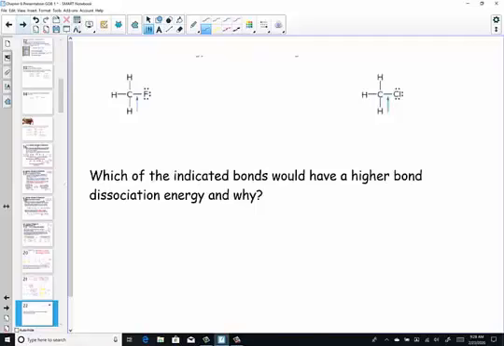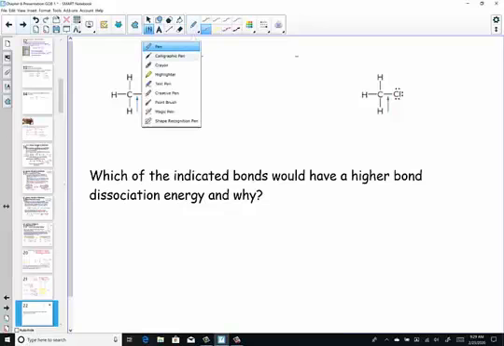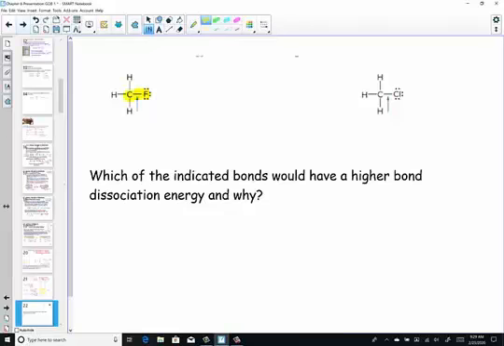Let's try to digest this one. We have to turn our page a little bit here and come up with a next question. Let me model one with you here. Which of those indicated bonds would have a higher bond dissociation energy and why? Well, as I look at the trend, I'm investigating a carbon to fluorine bond, and here I have a carbon to chlorine bond. Those are both halogens. You remember the halogen column, fluorine, then chlorine, then bromine, then iodine. This is group 7A, known as the halogens.